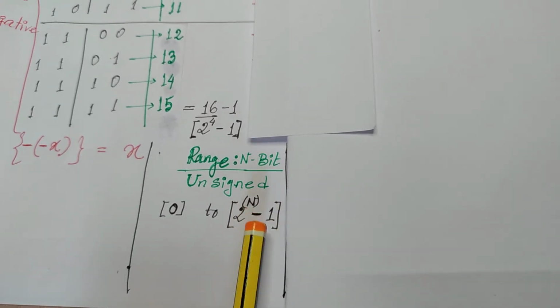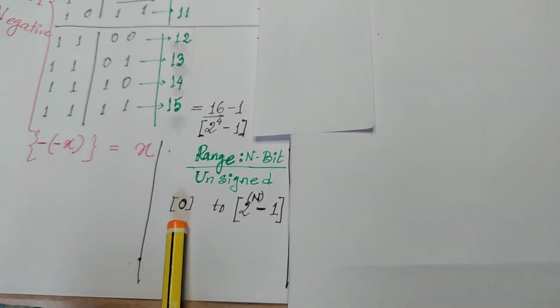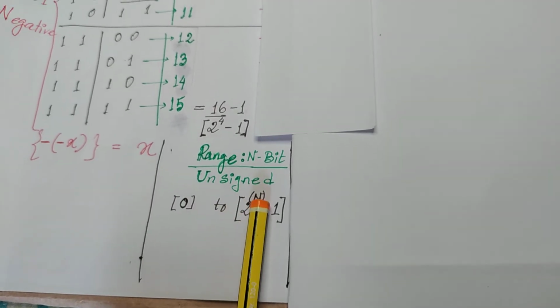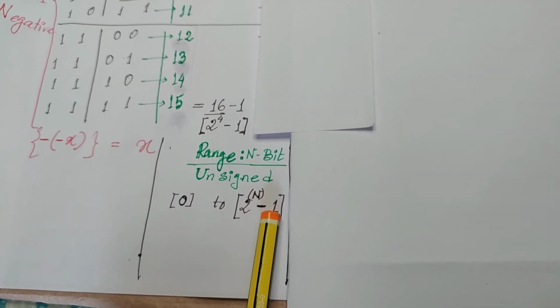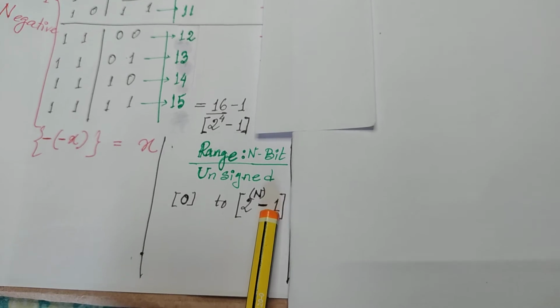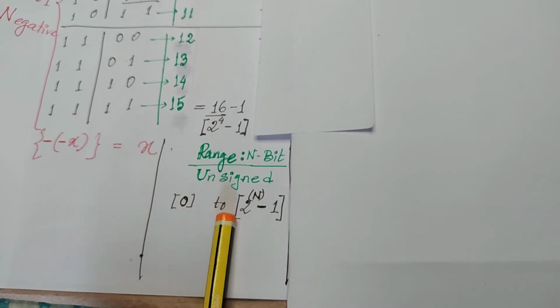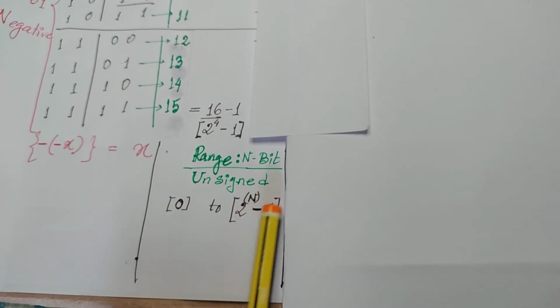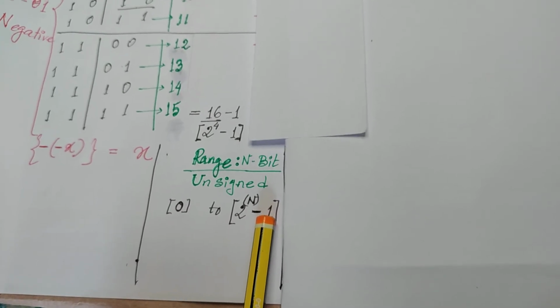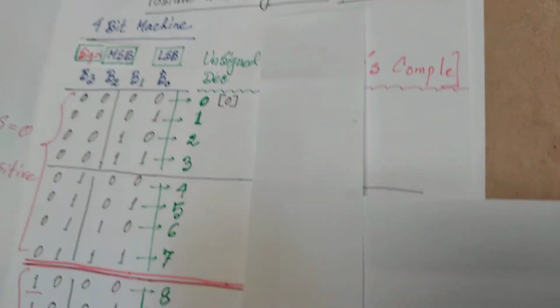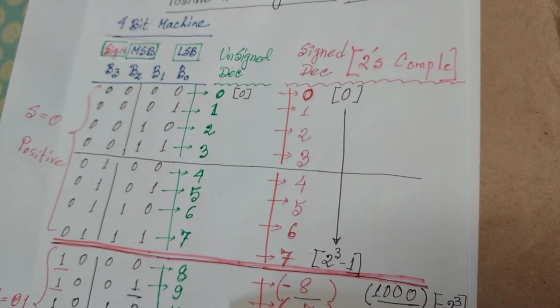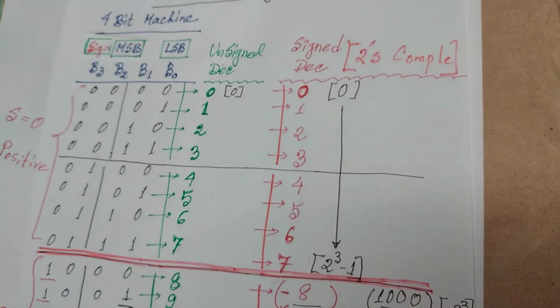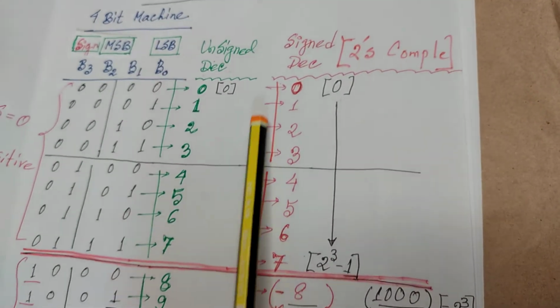For an 8-bit machine, it will go from 0 to 2 to the power 8 minus 1. For a 32-bit machine, it will go from 0 to 2 to the power 32 minus 1, and so on. Now, when the same machine is working in signed decimal mode, how will the number range go?